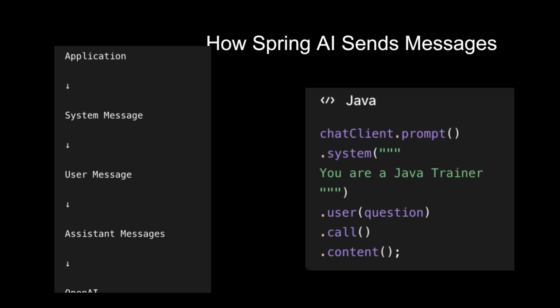In the next video, we will build on this foundation and explore zero-shot, one-shot and few-shot prompting. You will learn how providing examples can dramatically improve the quality and consistency of AI responses, all while keeping your Java code almost unchanged.